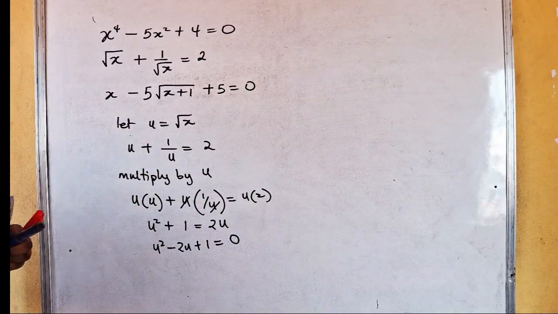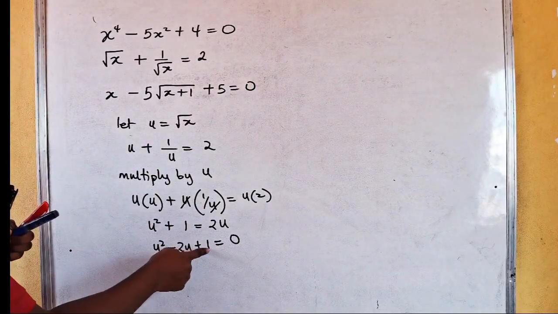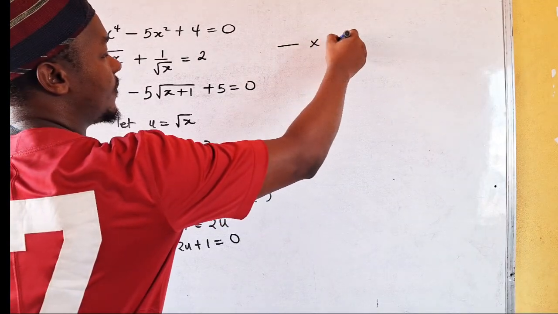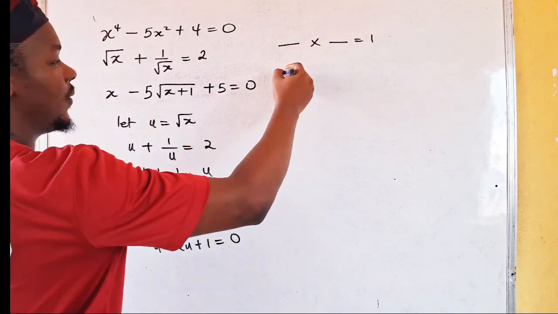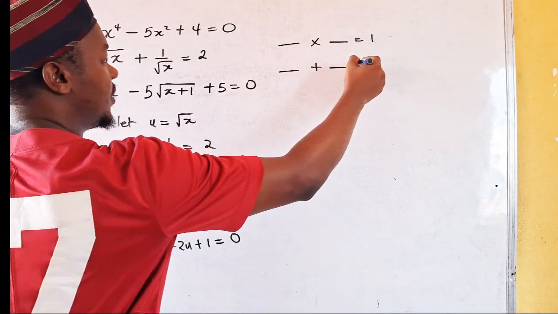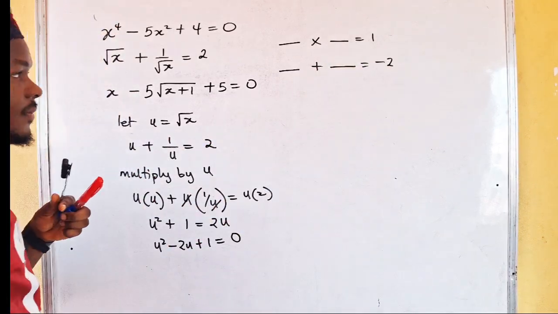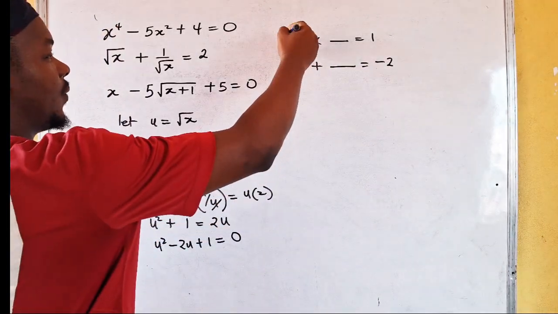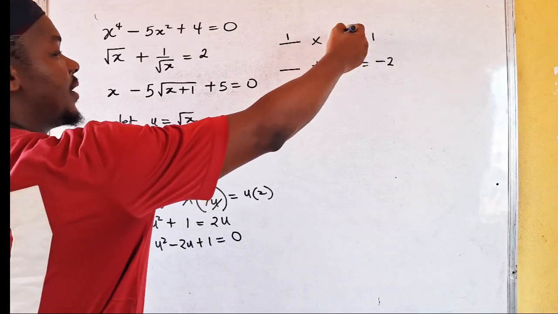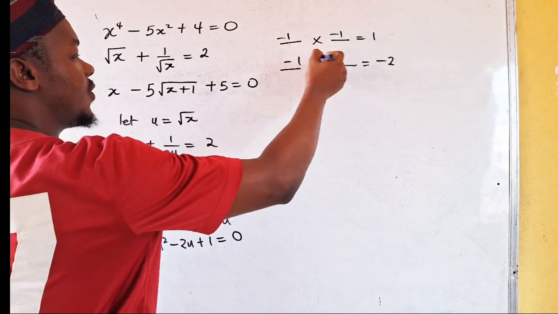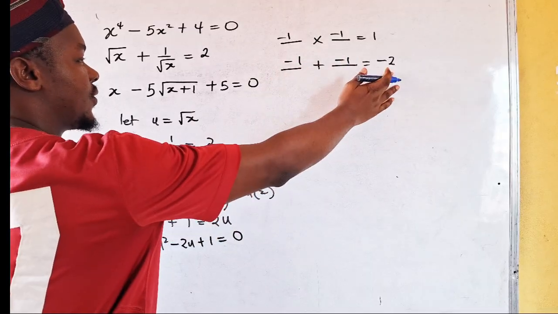We're going to look for two numbers that will multiply to give us 1 and add to give us minus 2. The only integers you can multiply to give you 1 are 1 and 1. To add them, we have to put minus signs here. So minus 1 and minus 1 gives us minus 2.